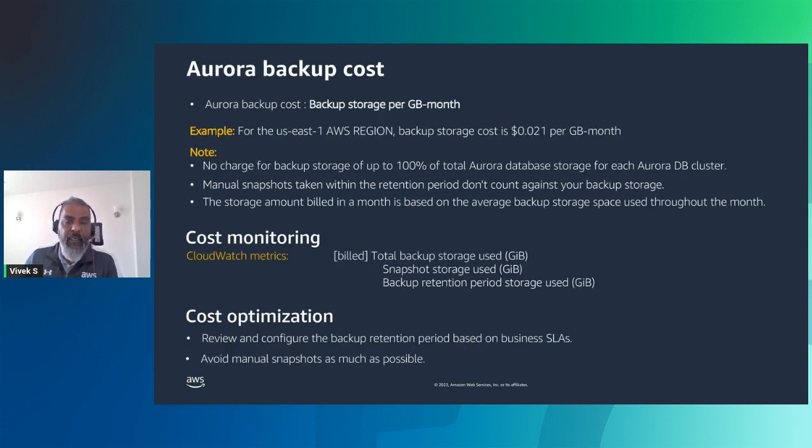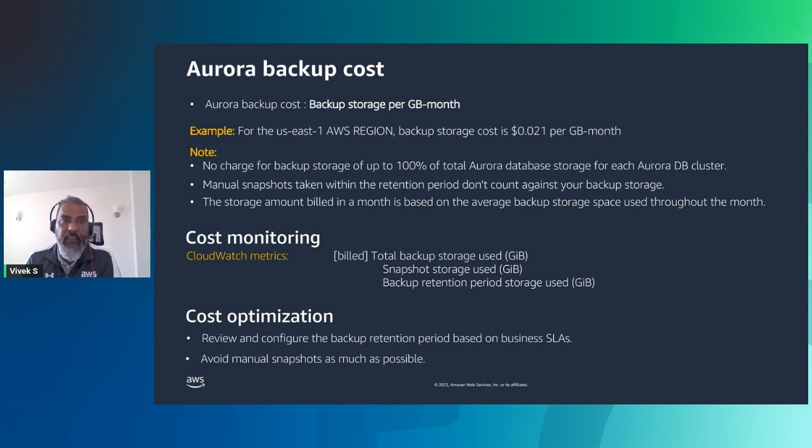Next one is the Aurora backup cost. You can take snapshots manually, or you can work on the retention period of automated snapshots. There is a CloudWatch metric called backup storage per GB, and then we have some other CloudWatch metrics for Aurora snapshots, which are total backup storage used, snapshot storage used, and backup retention period storage used.